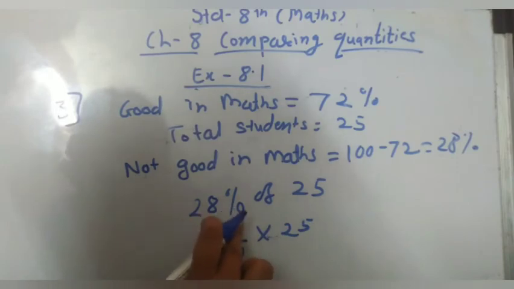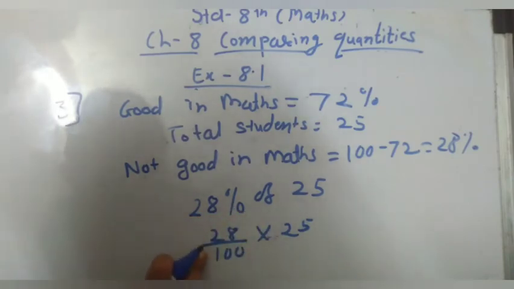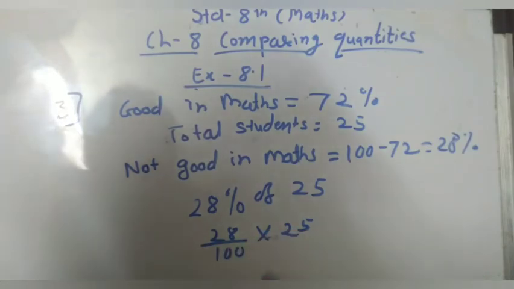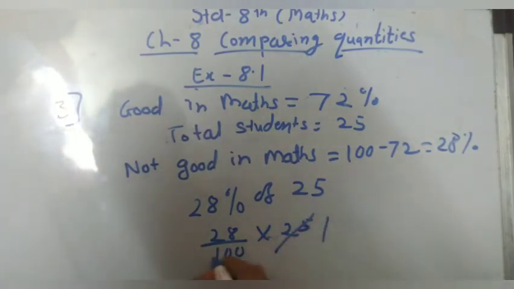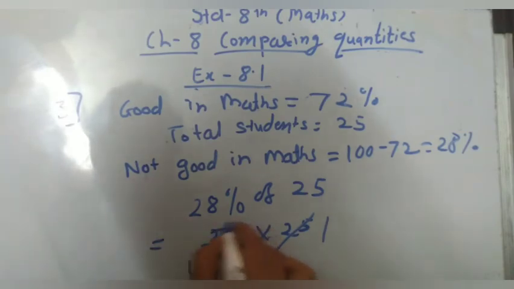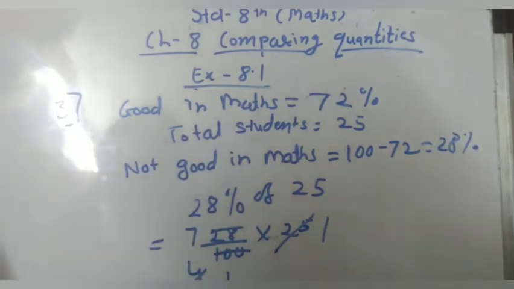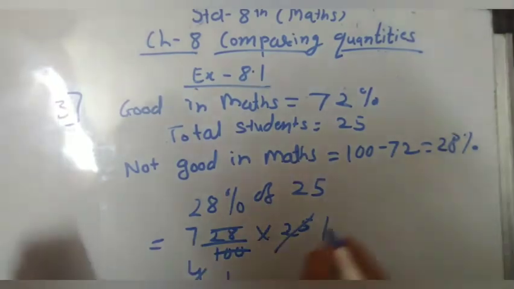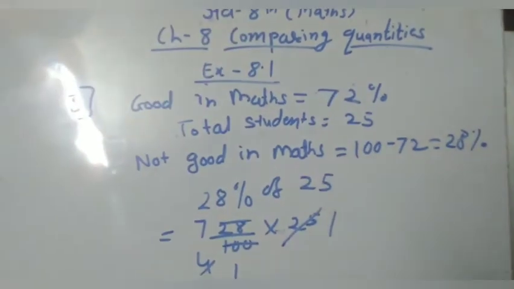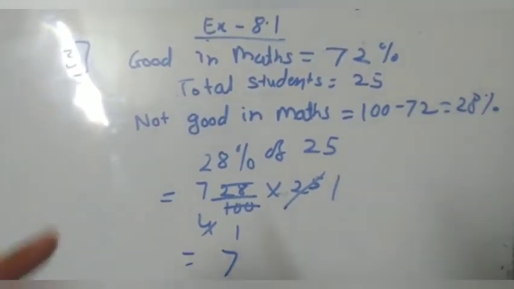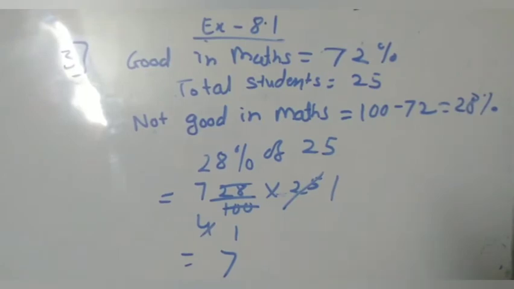When there is a percentage sign given, it means 28 out of 100. So that's why we have to do 28 upon 100 multiplied by 25. So 25 ones are 25, 25 fours are 100, 4 ones are 4 and 4 sevens are 28. So 7 students are not good in maths.